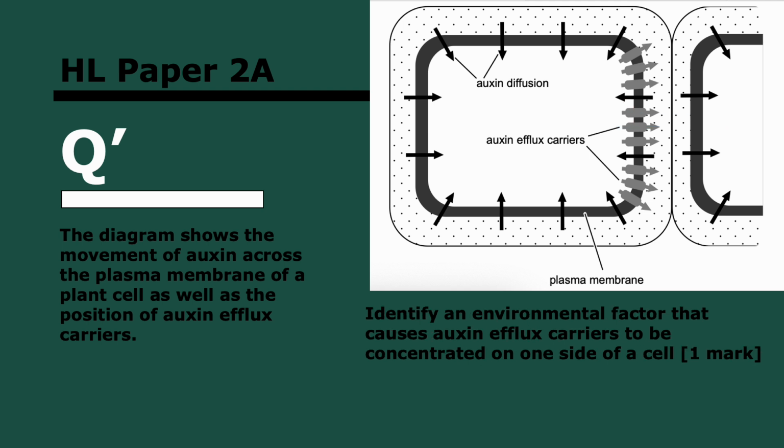So if that's clear, the next question is identify an environmental factor that causes auxin efflux carriers to be concentrated on one side of the cell. And again, 3, 2, and 1. Gravity or light. This is what tropisms consist of. So if suddenly the light is found here on this side, the plant's going to want to have the auxin on the other side, on the shaded side. So it's going to put all of the carriers on this side so that auxin flows in this direction.